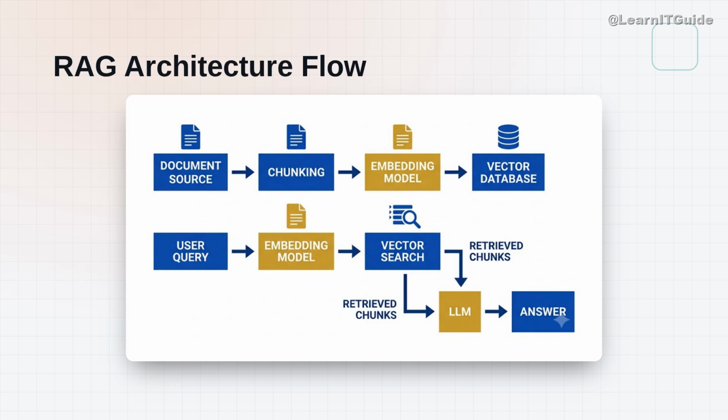The second part is retrieval. When a user asks a question, we turn that question into a vector too. We search the database for chunks that are mathematically similar to the question. We grab those top matches and dump them into the LLM as extra context. The LLM then uses those specific facts to generate a high-quality answer. This way, the model isn't relying on memory. It's relying on the data you provided.